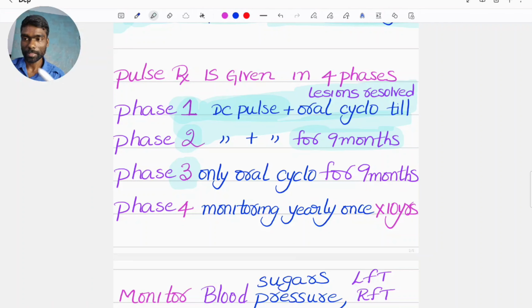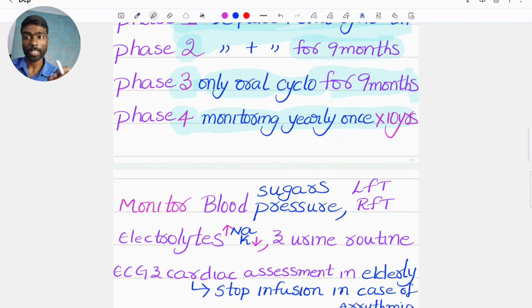Next we will go to phase 3. Here we will withdraw Dexa and continue only oral cyclophosphamide for a period of 9 months. Next, this oral cyclophosphamide will also be withdrawn after 9 months, and we enter phase 4, the monitoring phase, where the patient is monitored once yearly for a period of 10 years.